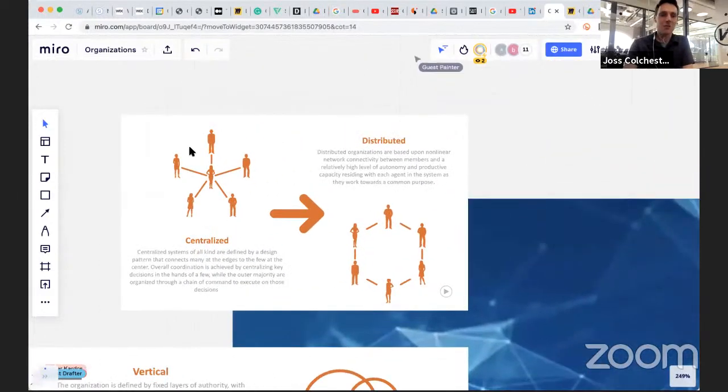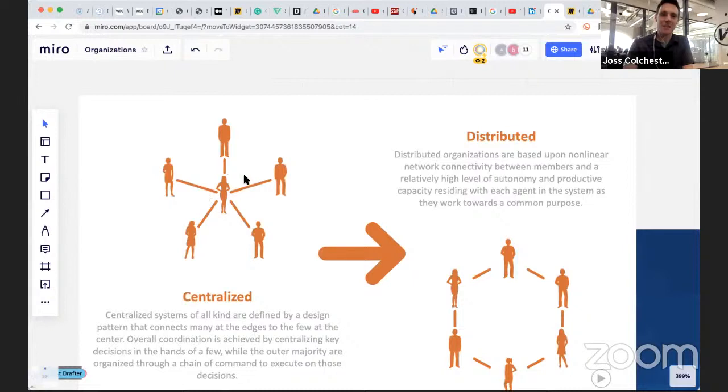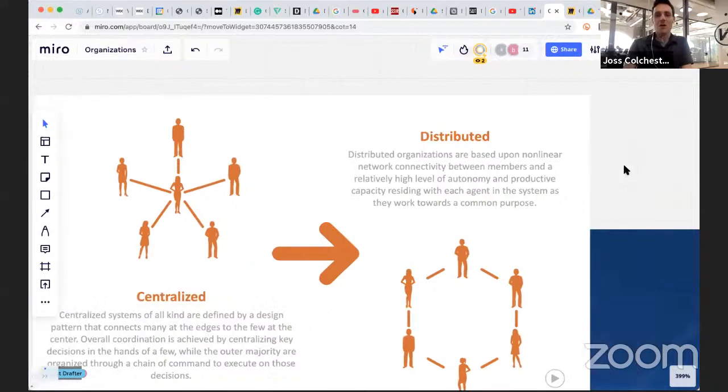And engagement too. That's a big part of this organization, that these people in the center, they're very empowered, they're engaged because they're at the top. The other people at the edges, they to some extent become disempowered because they're executing on the decisions made by others. So distributed organizations are based upon nonlinear network connectivity between the members, and a relatively high level of autonomy and productive capacity resides with each agent in the system as they work towards a common purpose. So autonomy is a big part of this.